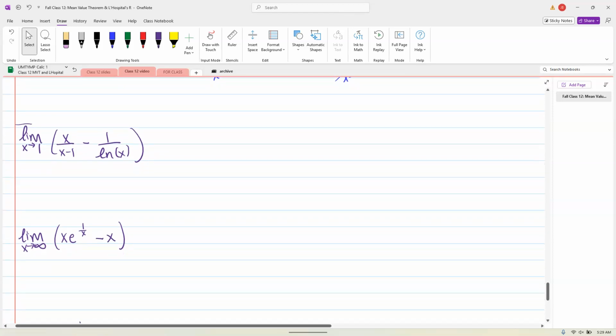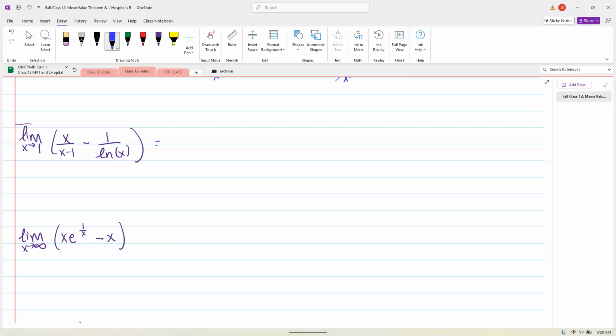We have a difference of quotients, and L'Hopital's rule only applies if you have one fraction. So what do you have to do? You have to get a fraction. In each of these, what do we do? The first one might be as simple as just finding the common denominator. So limit as x approaches 1, and the denominator is going to be the quantity x minus 1 times natural log of x. When I add the missing pieces into the numerator, I get x ln x minus x plus 1.